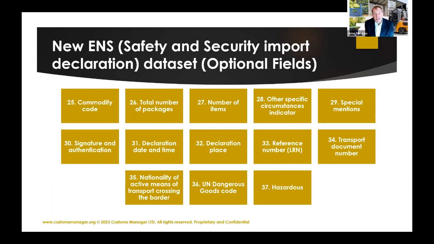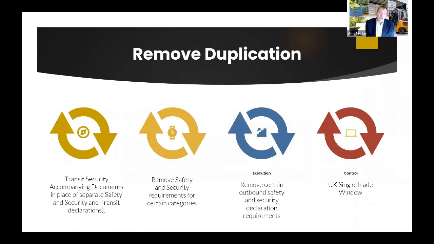Commodity code. In the UK only, the commodity code moves to optional. In the EU, not optional. Do you see what's happening here? The EU is at a disadvantage, because all traders ask, how will I get the commodity code? In the UK, problem solved. Optional. Think about it. Another thing that's important is the removal of duplication.